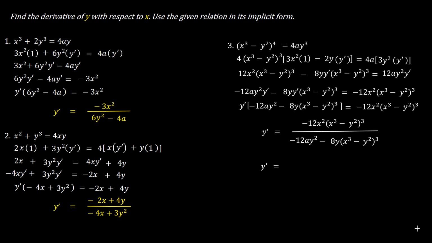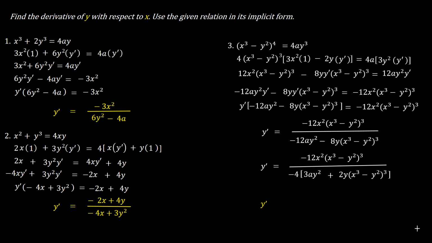y prime is equal to negative 12x squared times x cubed minus y squared raised to the third power, and the denominator, which is factorable by 4. Just factor out 4 from the denominator. 12 divided by negative 4 is equal to 3ay squared. Negative 8y divided by 4 is equal to positive 2y, then times x cubed minus y squared raised to the third power.